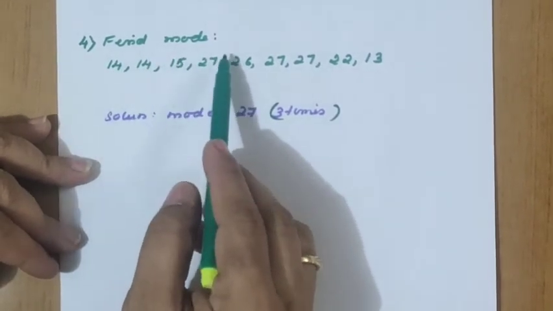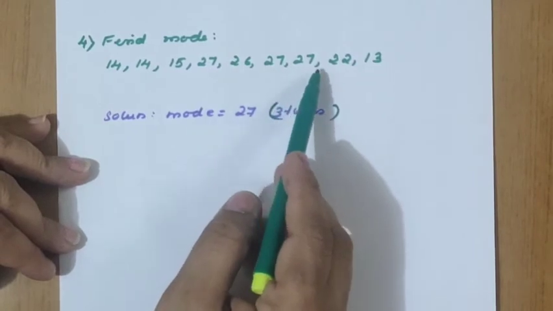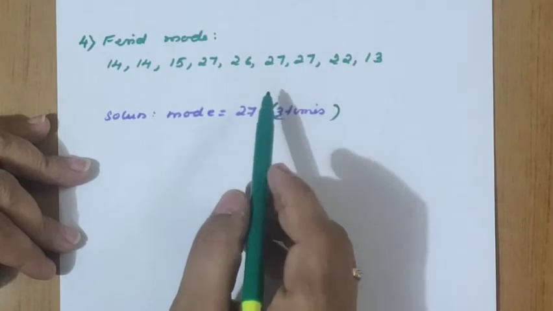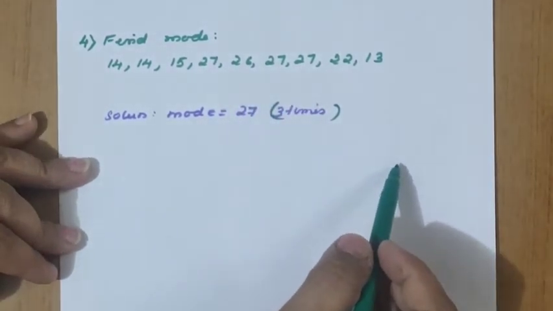Question 4. Find the mode: 14, 14, 15, 27, 26, 27, 27, 22, 13. As you know, mode is the most repeated score only. So 27 is the mode. It is repeated 3 times.